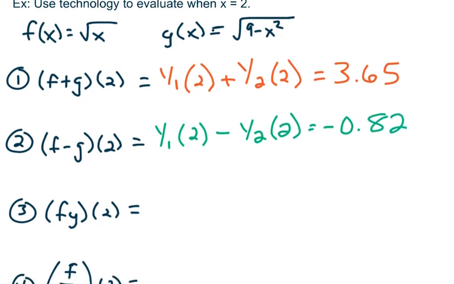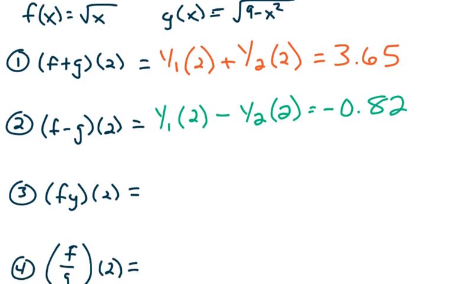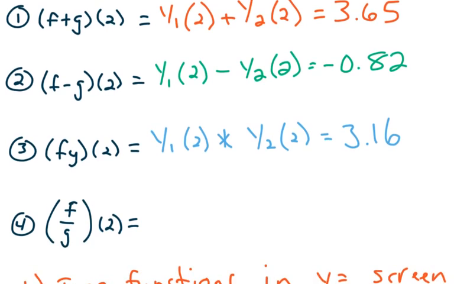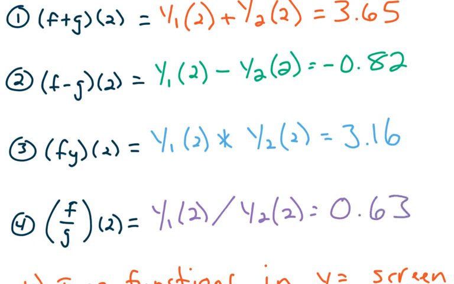0.82. Okay, do the same thing with multiplying. Do that one in blue. So we're going to have y1 of 2, and then the times button is like a little star flower thing, and then we're going to have y2 of 2, and that's going to be equal to 3.16. And lastly, when we do dividing, y1 parenthesis 2, the dividing sign is a slash, and then it's going to be y2 of 2. When you do that, you get somewhere in the neighborhood of 0.63.